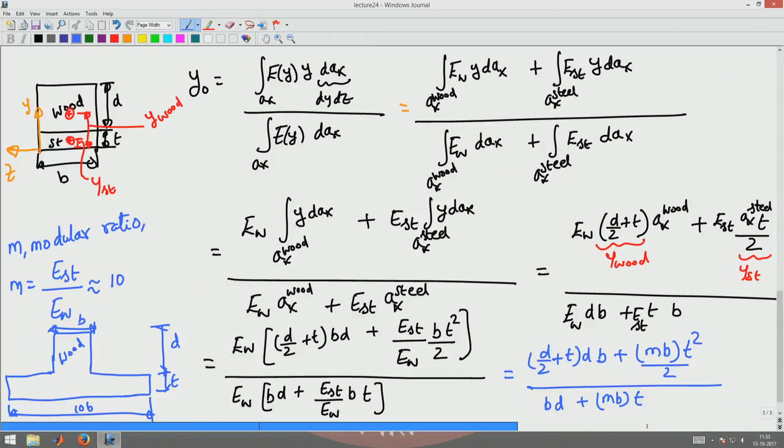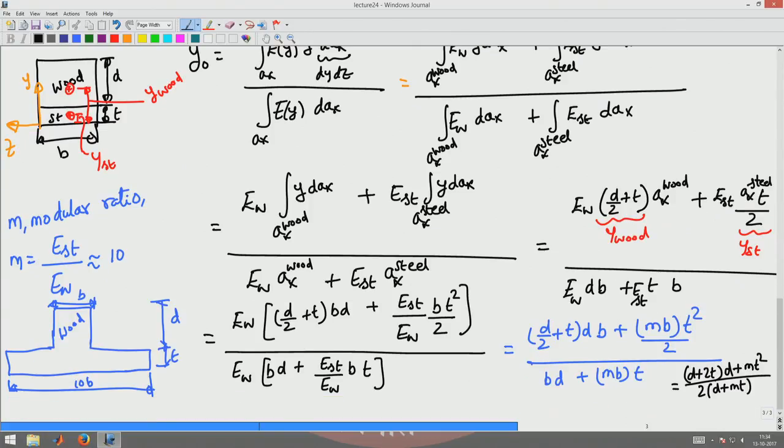In other words, if I simplify my y0, I will obtain y0 as d plus 2t into d plus m t square by 2, times d plus m times t. I cancel the b throughout, and that is what I will get as y naught.